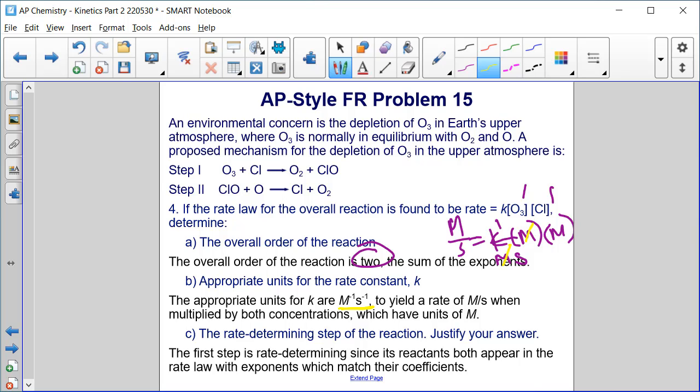All right, C, the rate determining step of the reaction. Justify your answer. The first step is the rate determining step. So this first step is the slow step. And how do we know? Because the reactants both appear in the rate law with exponents which match their coefficients.